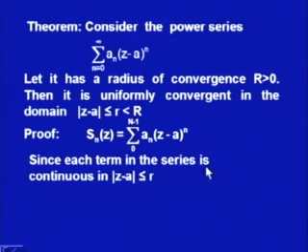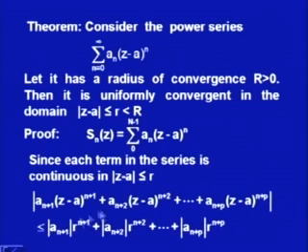Since each term in the series is continuous in |z - a| ≤ r, because each term of this series is a power in z, each term will be continuous in this region. So, we can say that a_{n+1}(z - a)^{n+1} + a_{n+2}(z - a)^{n+2} and so on, plus a_{n+p}(z - a)^{n+p}. So, this is the sum of p terms after a_n.